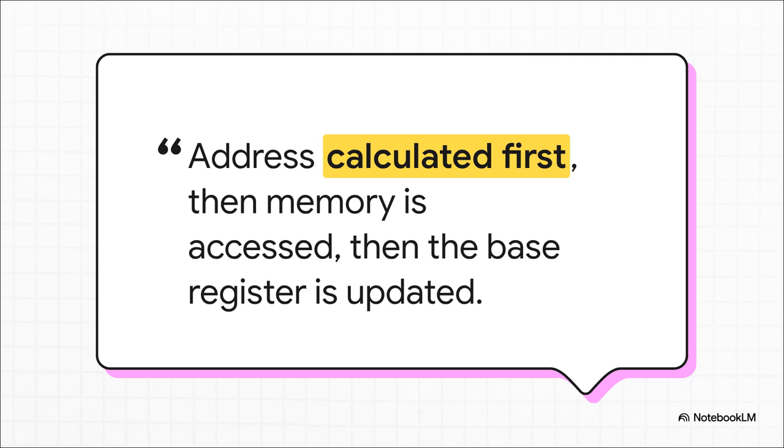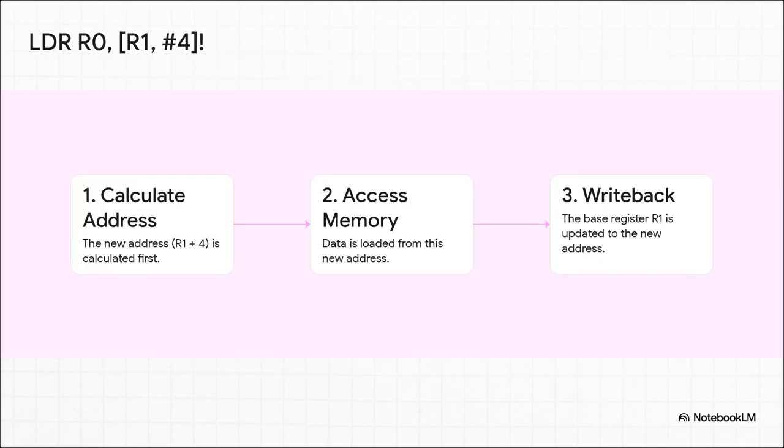This is called pre-indexed addressing with writeback. Now, see that exclamation mark at the end of the line? That is the secret sauce. It's basically a direct order to the processor that says, hey, first, calculate the new address. That's R1 plus 4. Second, go grab the data from that new spot. And third, and this is the writeback part, update R1 to this new address, so we're all set for the next time through the loop. It does all 3 of those steps in one single efficient instruction.